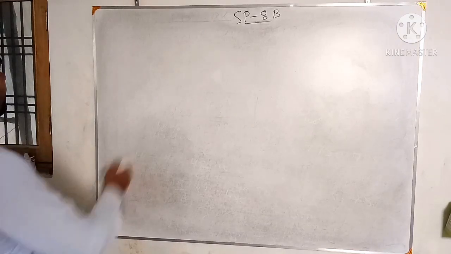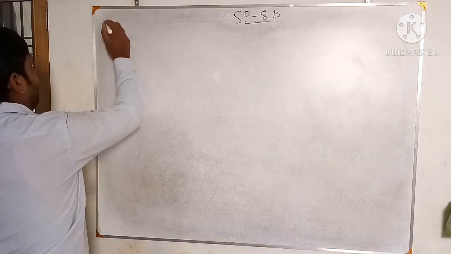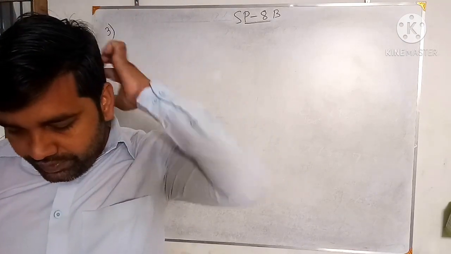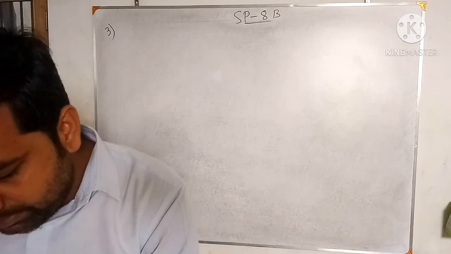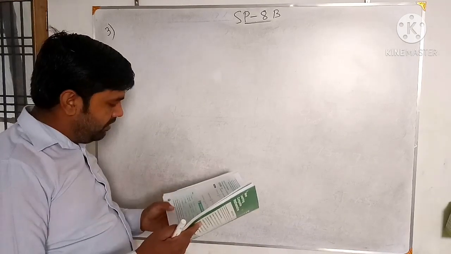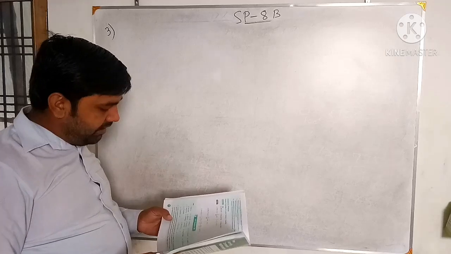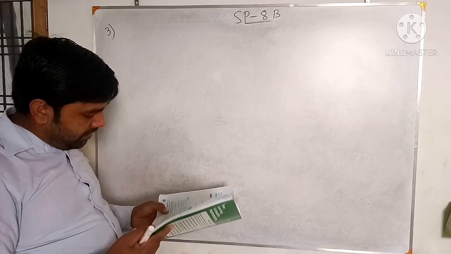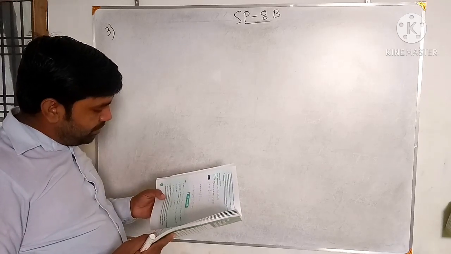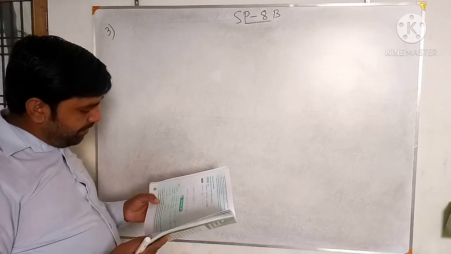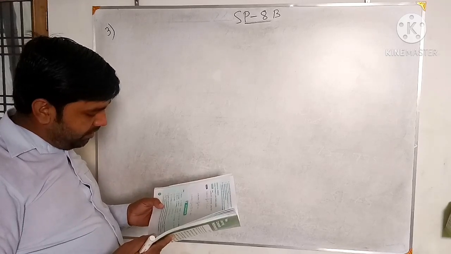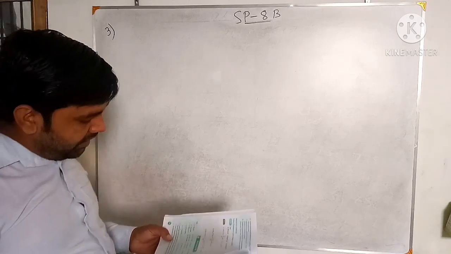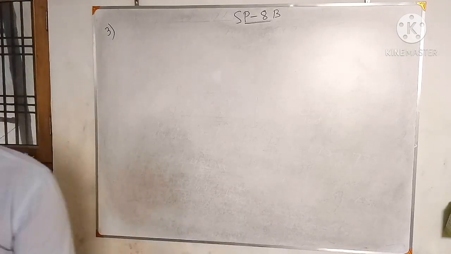Now see question number 3. A certain can of iced tea contains 4% of the recommended daily allowance of sodium. The recommended daily allowance is 2500 milligrams. So how many milligrams of sodium are in the can of iced tea? See, the recommended daily allowance is 2500 milligram.